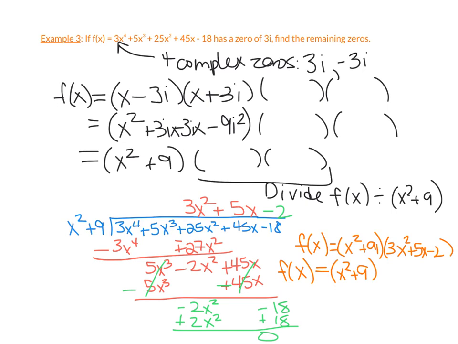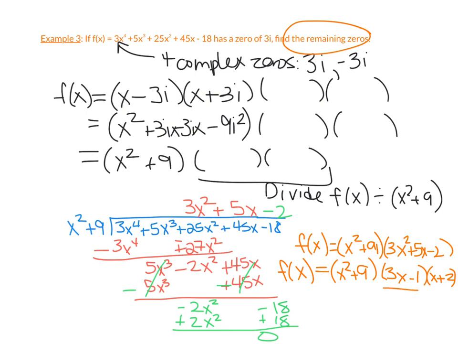That is also fine. But when I factor this, I end up getting 3x minus 1 times x plus 2. You can use whatever factoring method works best for you. So this is the factored form of my polynomial. Make sure that you actually don't just write this as the answer. We're not looking for the factored form, we're looking for the remaining zeros. But luckily the remaining zeros are easy to find.